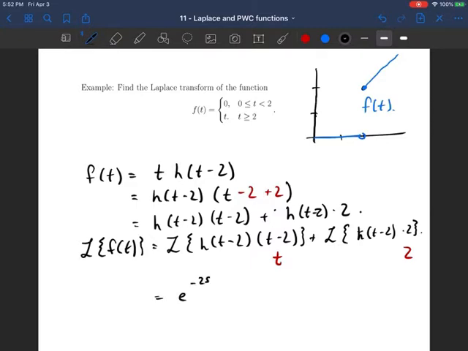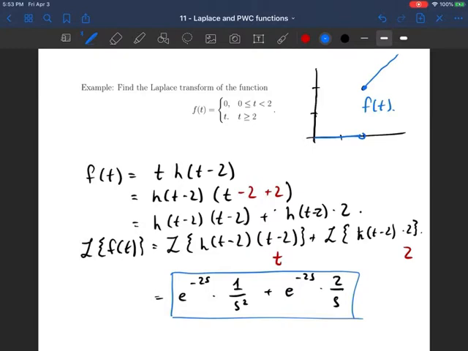So in this case, it will be e to the minus 2s times whatever the Laplace transform of t is, that's 1 over s squared, plus e to the minus 2s times whatever the Laplace transform of 2 is, and that's 2 over s. So we have our result. That is the Laplace transform of that function.